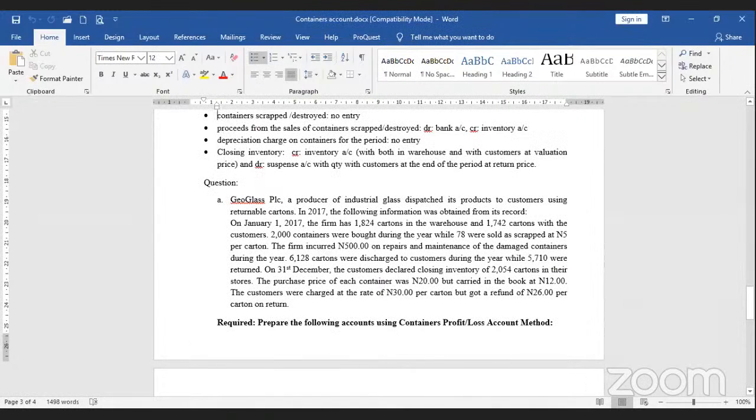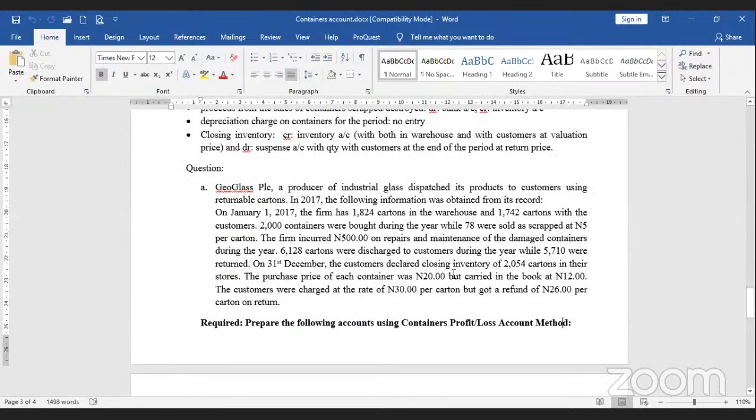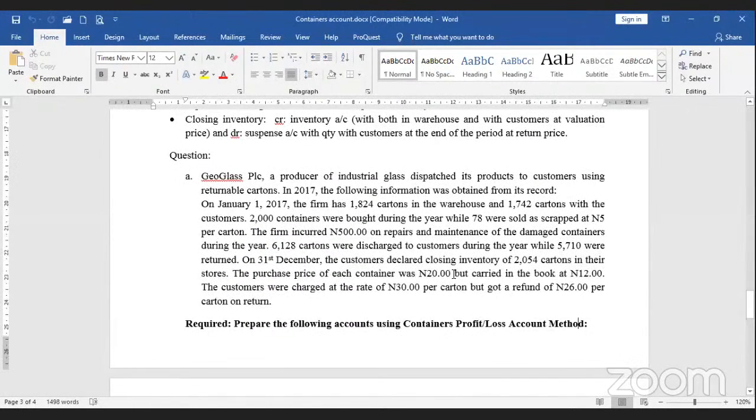Now, the first thing you're going to do, I want to confirm maybe you guys are with me so that I will not be the only one talking. Read the question out for me, please. Geoglass PLC, a producer of industrial glass, dispatched its products to customers using returnable cartons. In 2017, the following information. Hold it there, please. What is the nature of the container here? Returnable or non-returnable? Returnable. Good one. Let's go on.